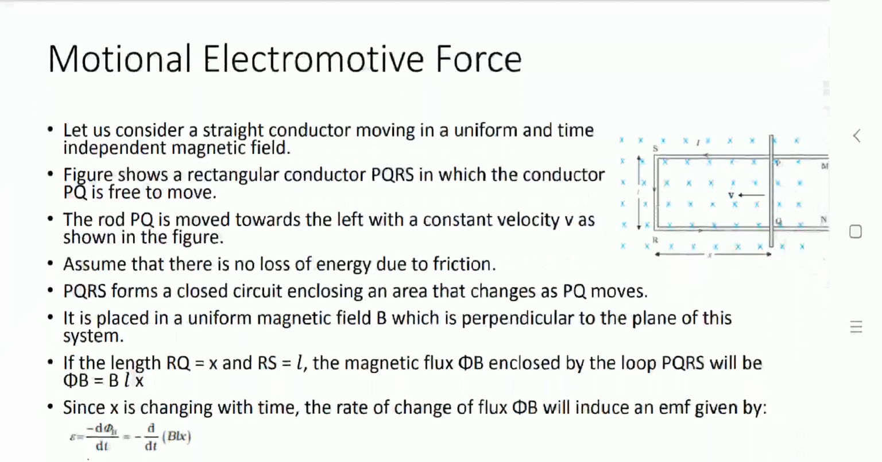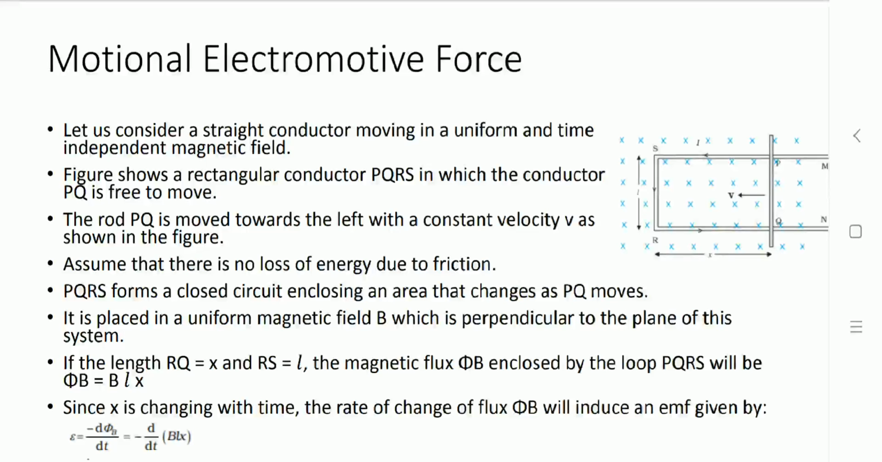Here we have considered a straight conductor in which only one rod is moving, which is time dependent, and the magnetic field is time independent. The PQ rod is moving and the RS side is stationary. The rod is moving towards the RS with constant velocity V. RS has the length L, and the distance between R and Q is defined as X.